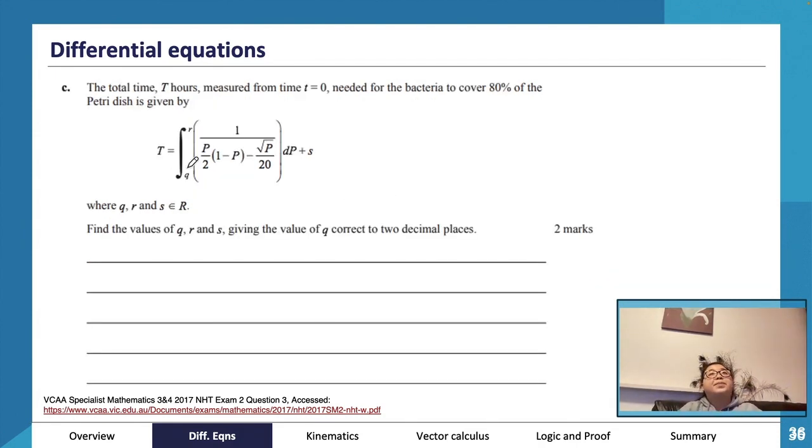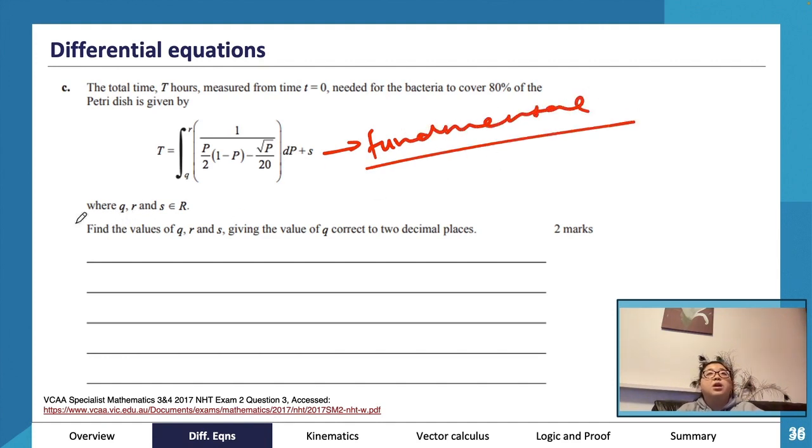Cool. Alright. So a little bit more to this question. The total time t hours, measured from time equals 0, needed for the bacteria to cover 80% of the petri dish is given by this equation. You can see how that is our fundamental theorem of calculus type thing, where Q, R, and S all belong to R. Find the values of Q, R, S, giving the value of Q correct to 2 decimal places.